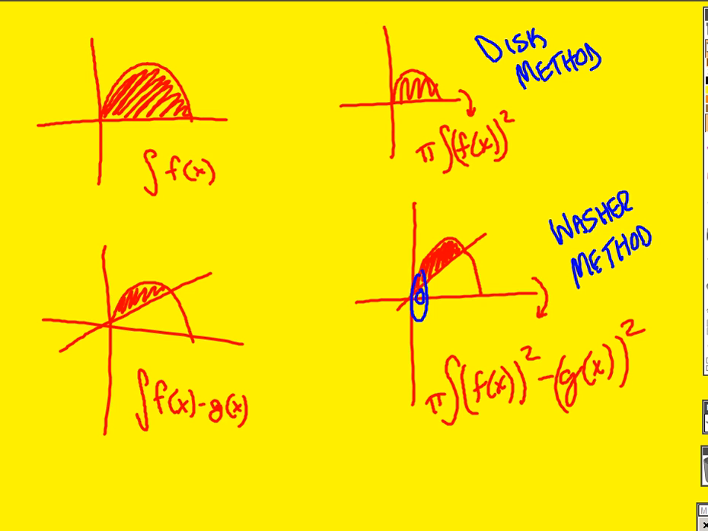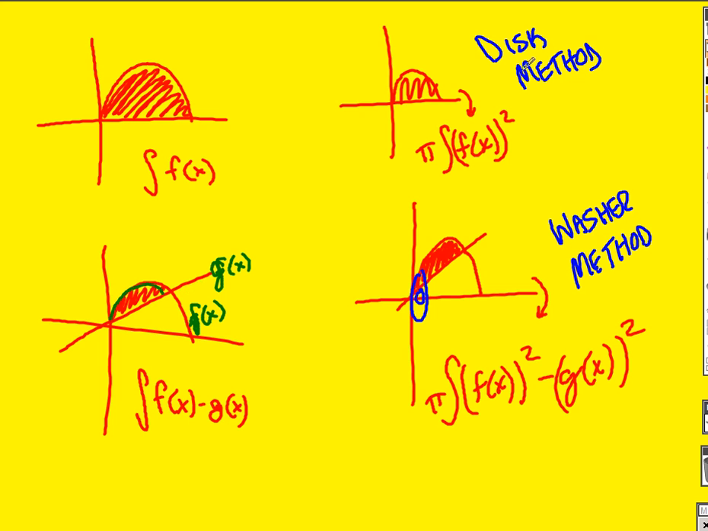When we began integrals, the first thing we talked about was just the area under a curve. We had our limits, and we just did the integral of the function. Then we talked about between two curves. So we need to do the integral of the top function minus the bottom function. Actually, this should be the other way around. This is g of x, this is f of x. Top function minus bottom function.